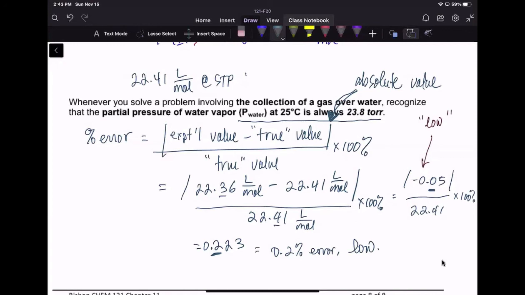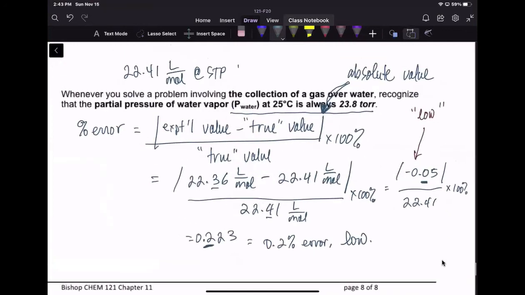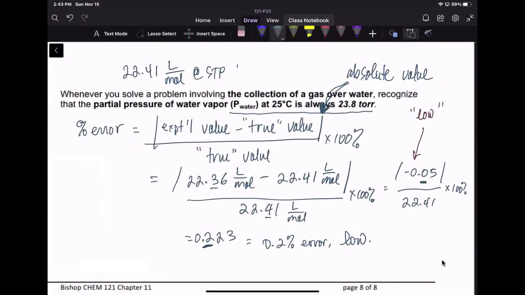So that takes us through a review of several things we'll be doing. We'll see those percent errors in our other labs as well. So always write that difference amount, and remember the absolute value removes the negative sign. Okay, let me know if you have any questions.